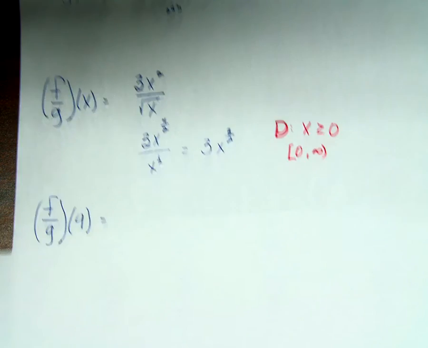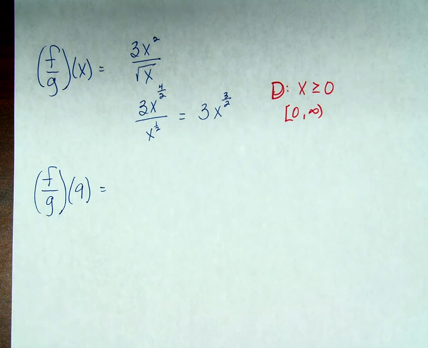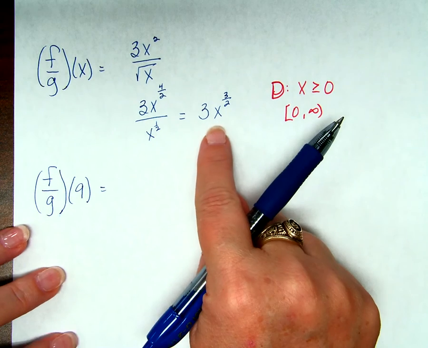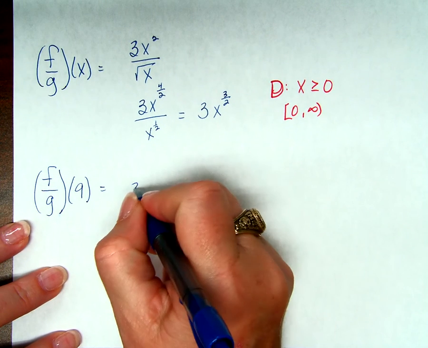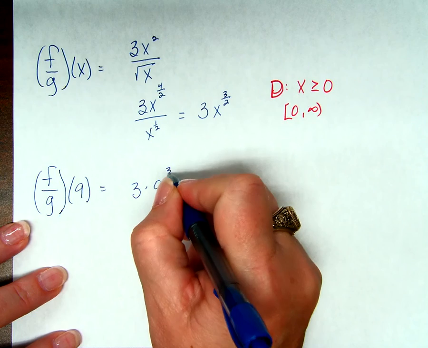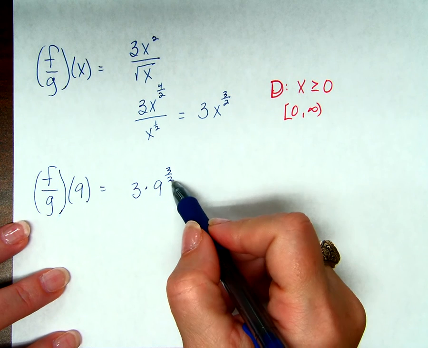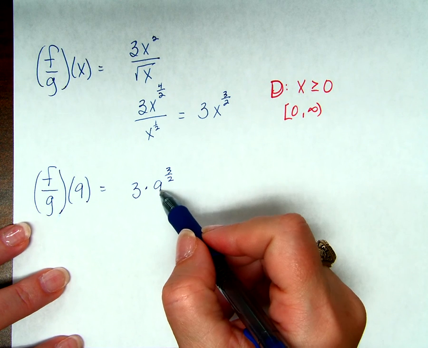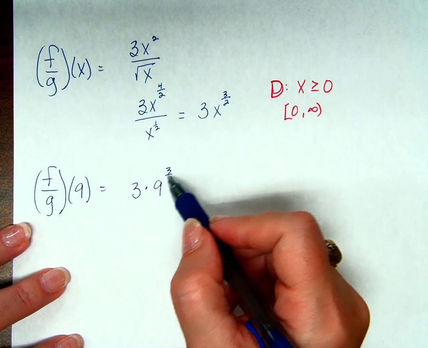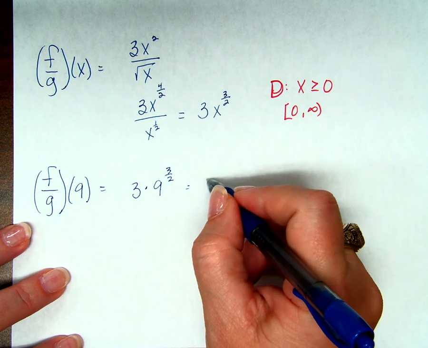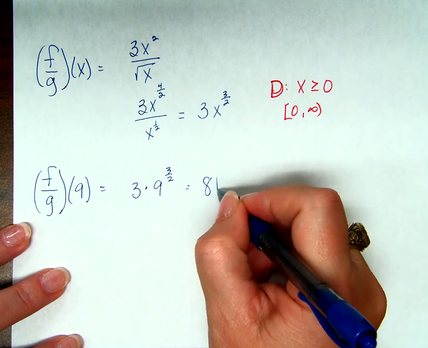What about f over g of 9? F divided by g of 9. I can start here. 3 times 9 to the 3/2 power. Excuse me. Square root of 9? 3 to the 3rd? Times 3? 81.